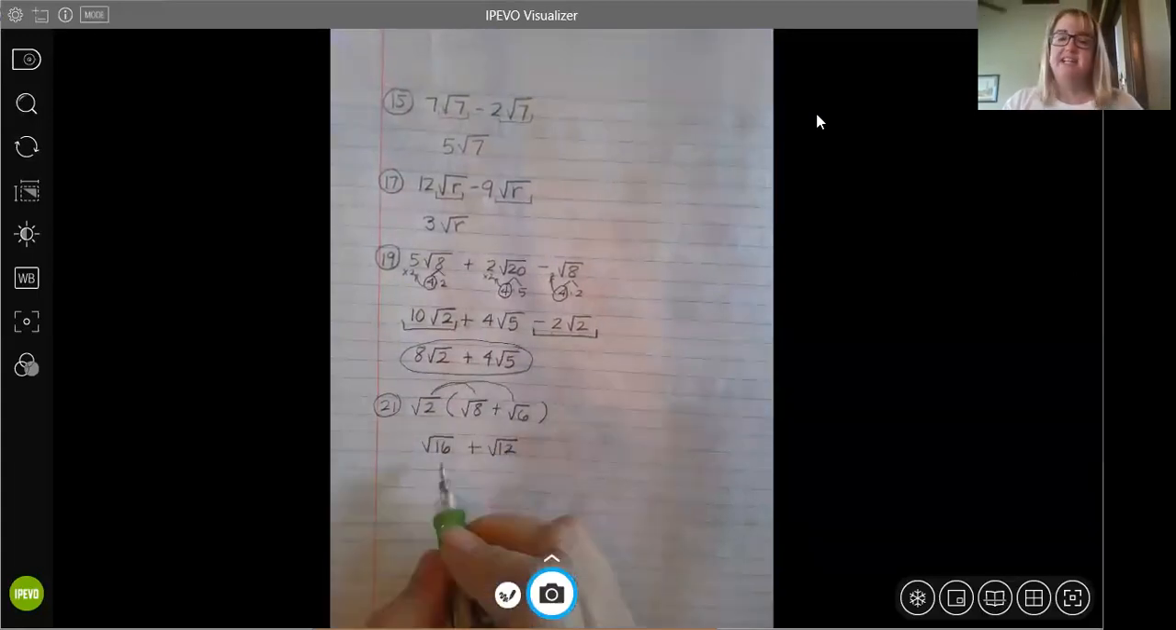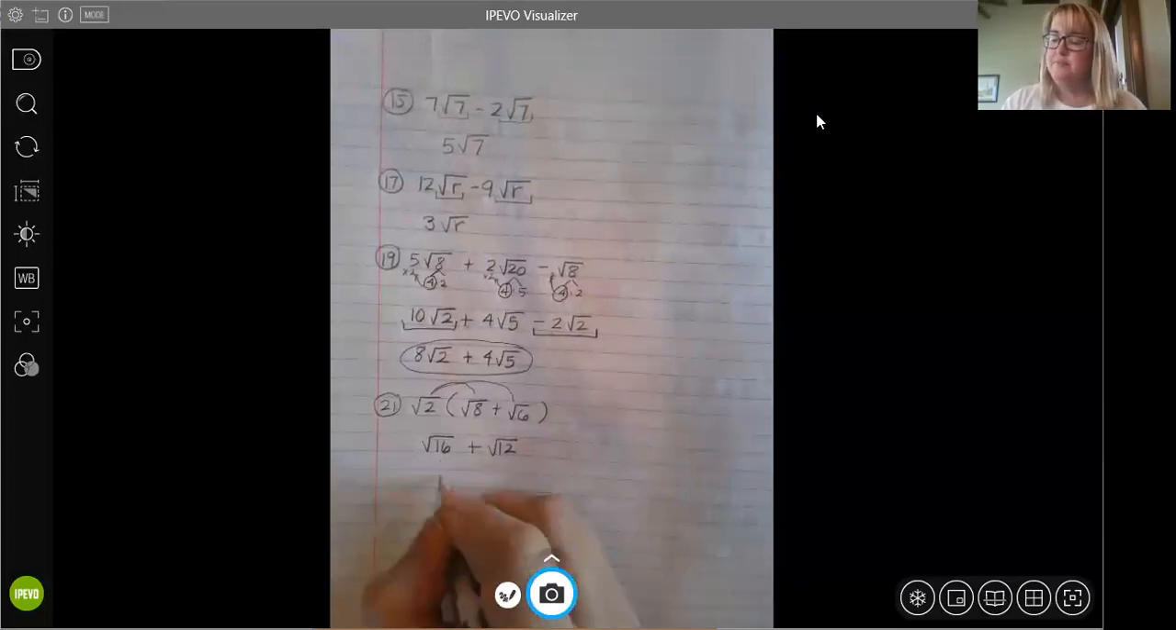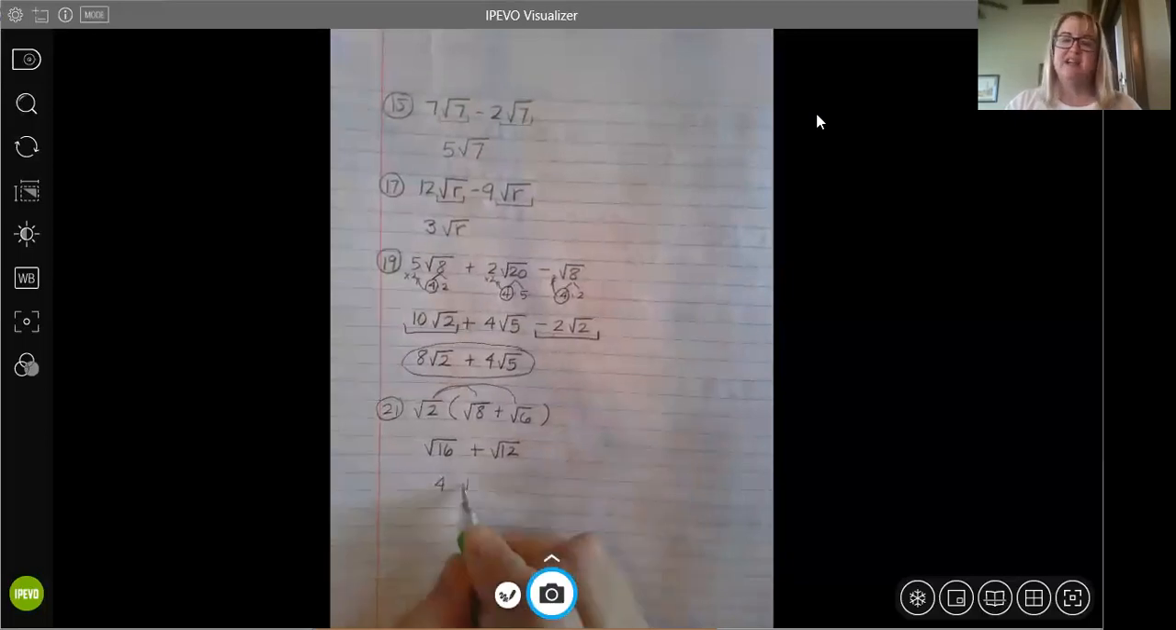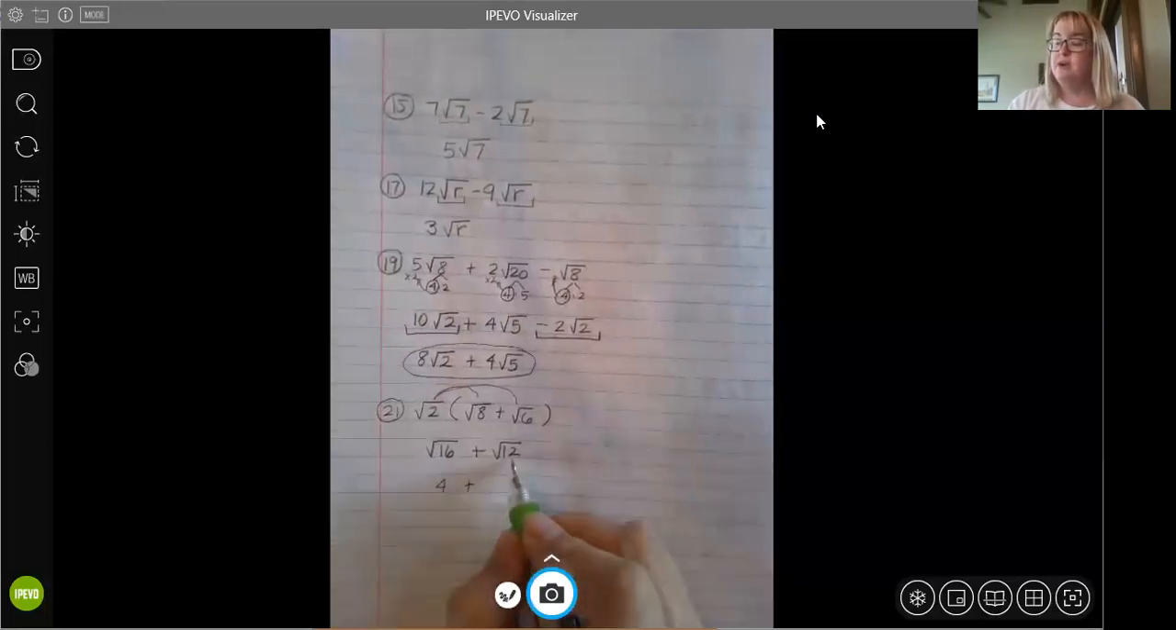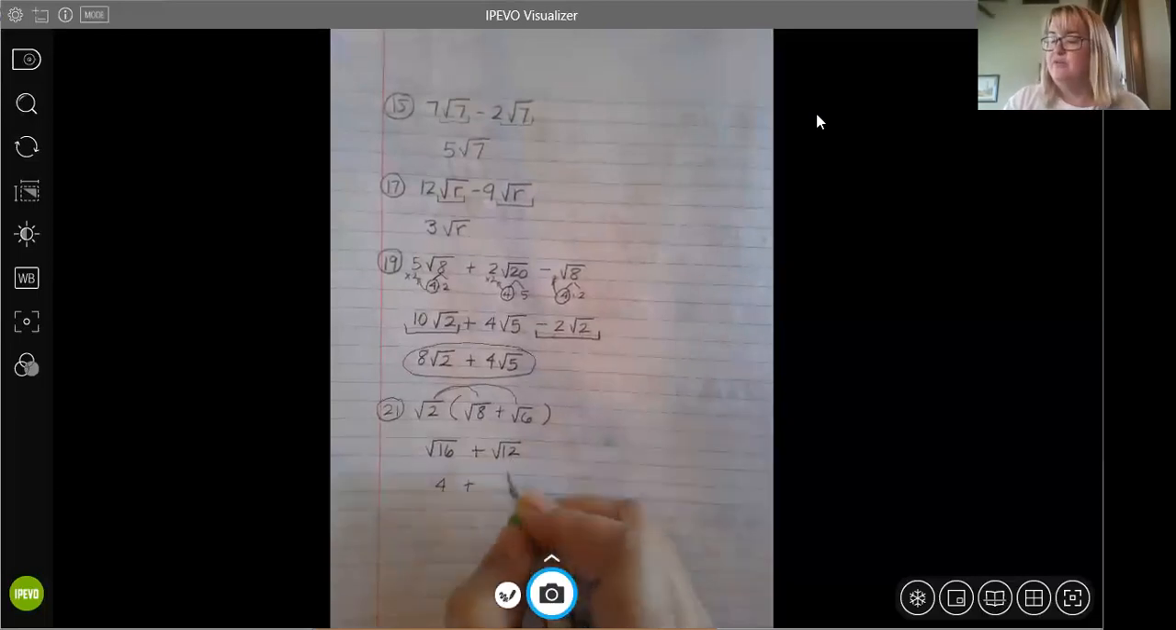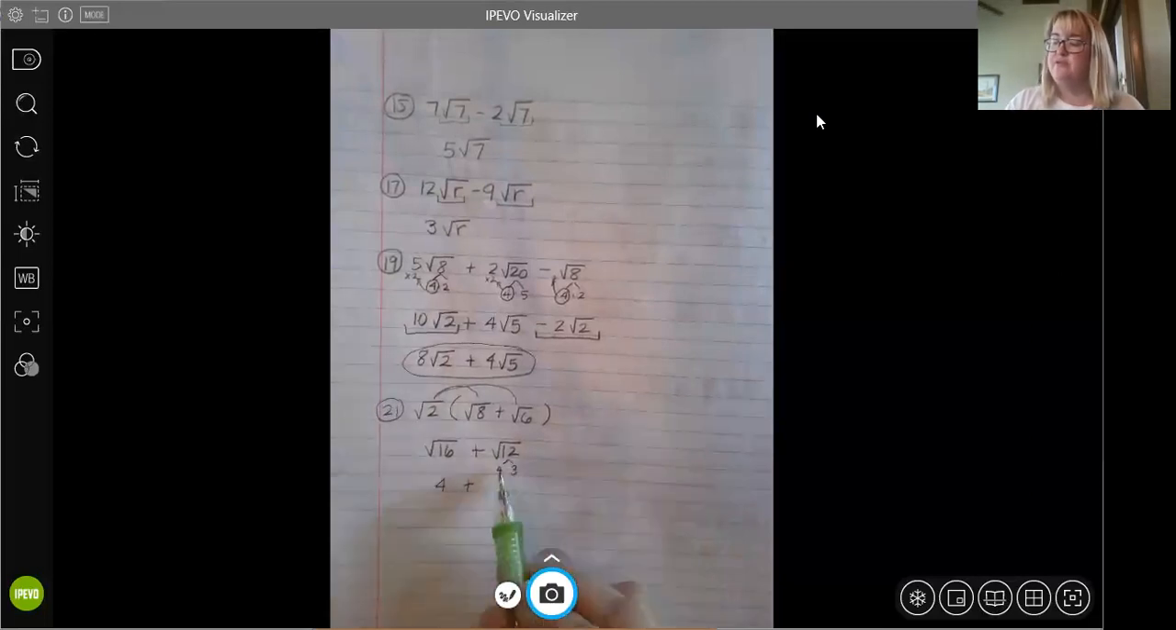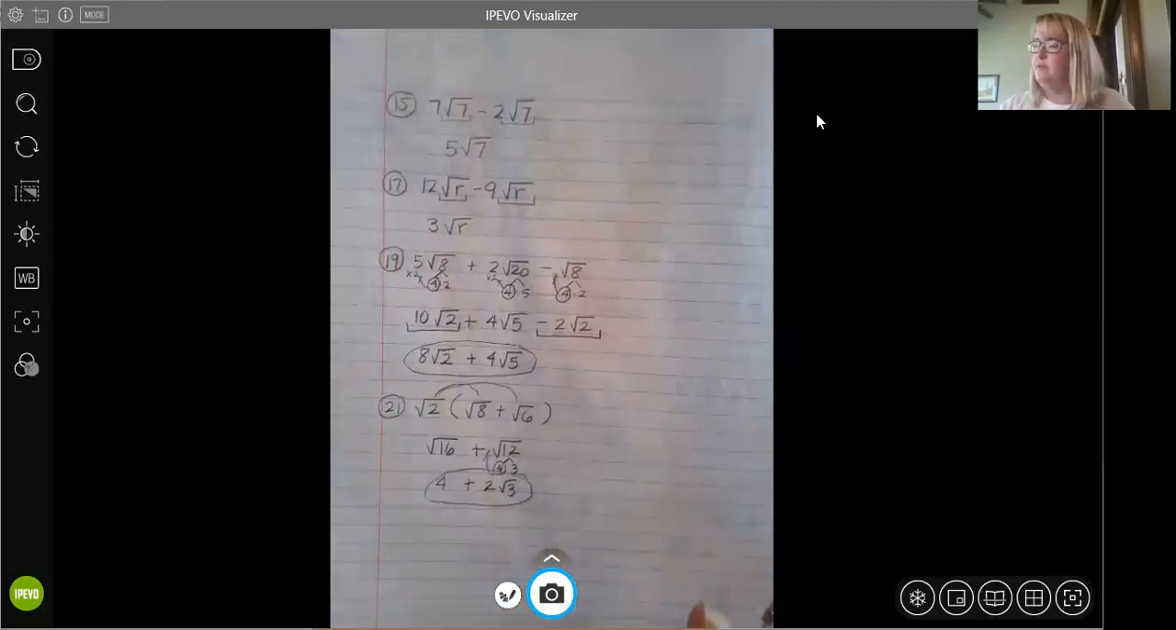The square root of 16, well, 16 is a square number, and the square root of 16 is 4. Plus 12 is not a square number, so let's see if we can factor out a square factor. Well, 4 is a factor of 12, so I could factor out a 4 times 3. All right, the square root of 4 is 2, so I'm going to move a 2 right there. So it would be 2 times the square root of 3. 3 is left. All right, so that is 4 plus 2 times the square root of 3.